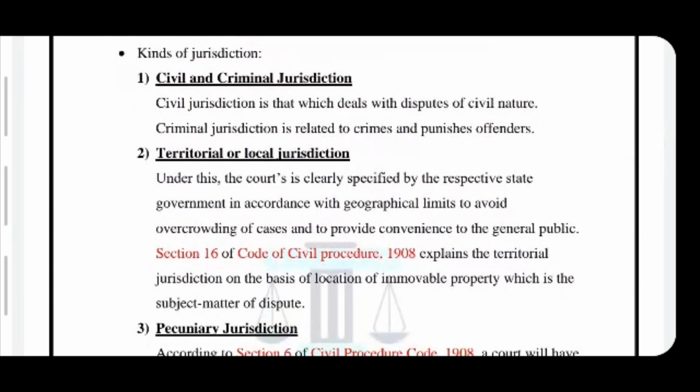Also, section 16 of the Code of Civil Procedure explains the importance of this term, as territorial jurisdiction decides, as the basis, whether that court has jurisdiction or not. So, if any immovable property is located in the jurisdiction of that court, then only disputes related to that property can be entertained by such a court, otherwise not.